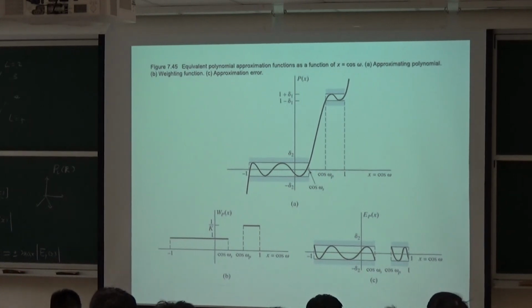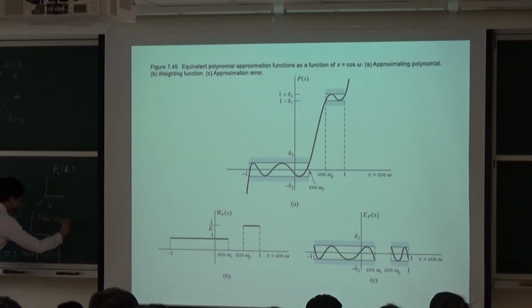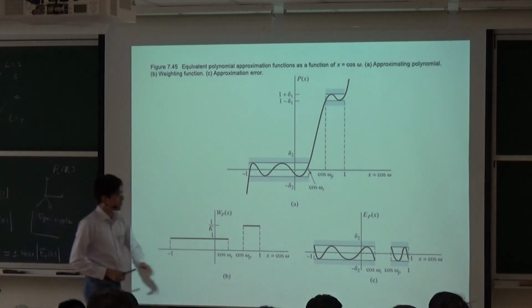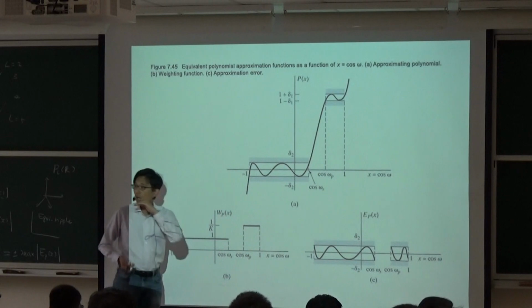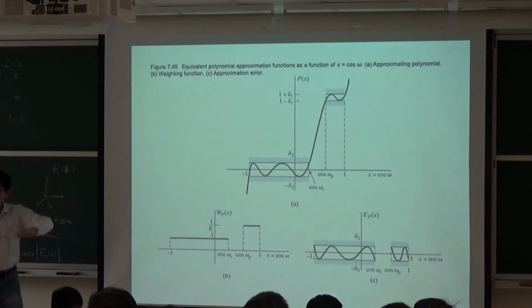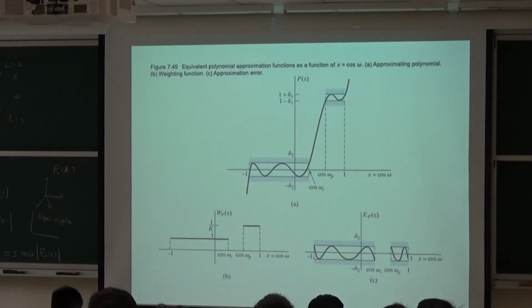Equal ripple means this is a ripple, that's a ripple, that's a ripple. The height of the ripple is the same throughout. It's the same at all the alternating points. The ripple is the maximum error, and that's the height of the ripple.